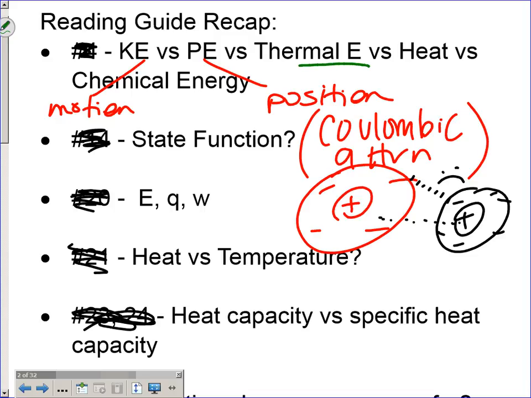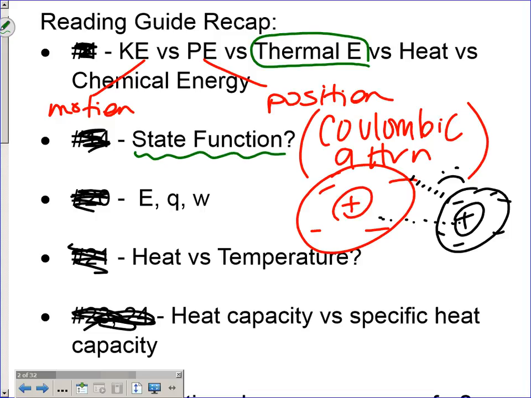Okay, so we're going to talk about thermal energy in a second in notes. We'll talk about how it's an accumulation of potential energy, and it's a lot of energies combined together. It's actually all the kinetic energy, whereas total internal energy is all the kinetic energy and all the potential energy together.